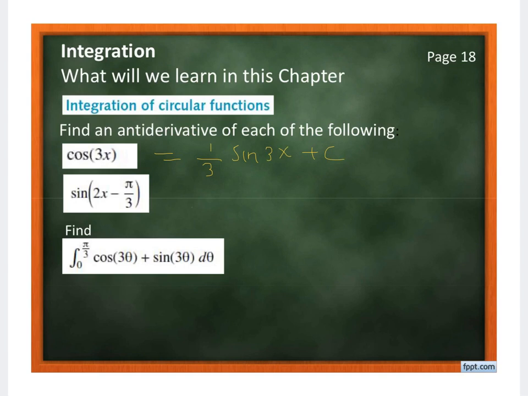For number 2, sine becomes negative cos, and 1 over k where k is 2, so negative 1/2 cos of (2x minus pi over 3) plus c.